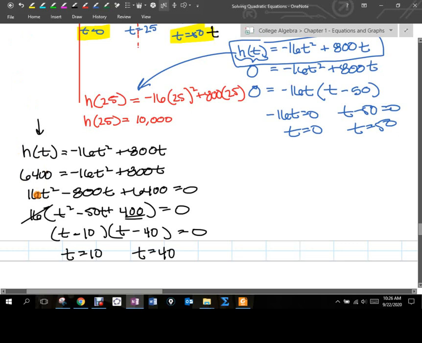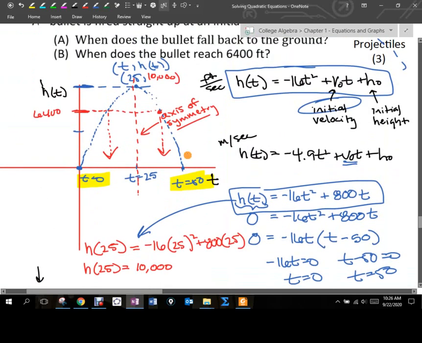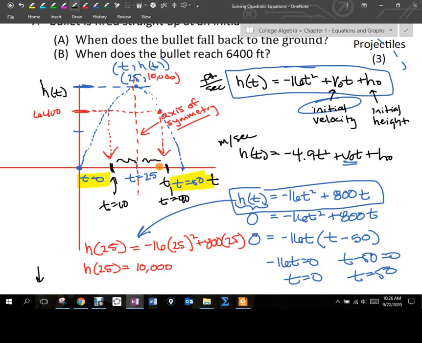Does that make sense? So I'm going to come back up to my picture, put t to be 10 there, t to be 40 there. How many units is 10 from 25? 15. How many is 25 from 40? 15, right? We still got that symmetry existing there. Okay, and that should always be something that exists when we do these.